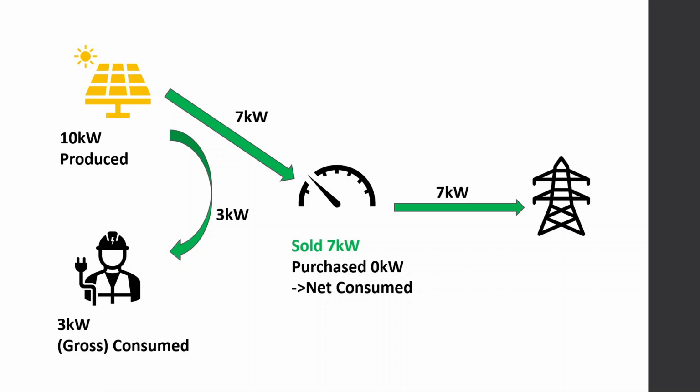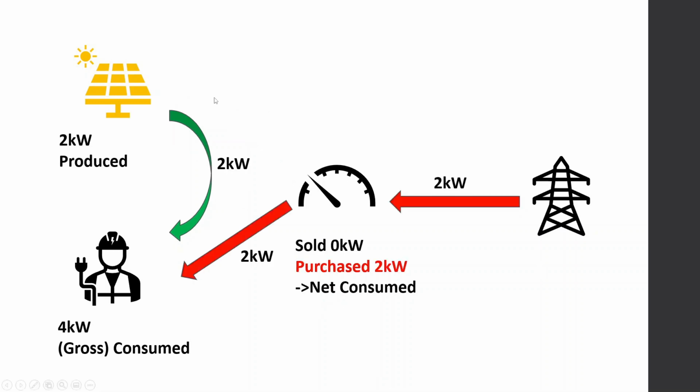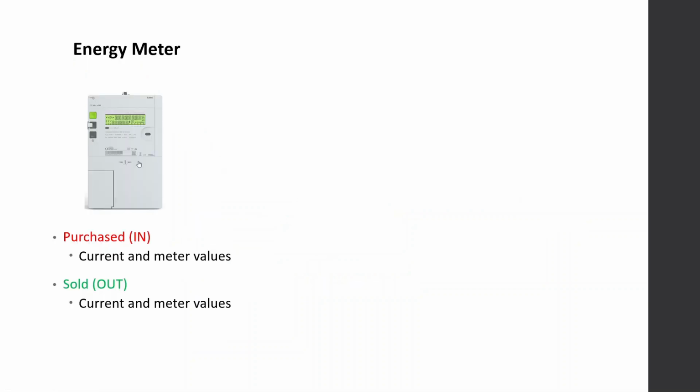And the second scenario is when I'm not able to produce all the energy I need. This could potentially be 0, but in this example, I'm producing 2 kilowatts and I'm consuming 4 of them. And that means that I need to buy 2 kilowatts. And then the energy meter will show a purchase value of 2 kilowatts. So these are the two different situations. So how can I measure this and where do I need to get the values from? We'll first look at the energy meter.